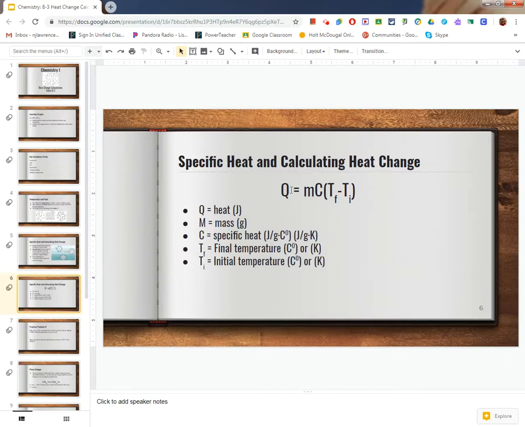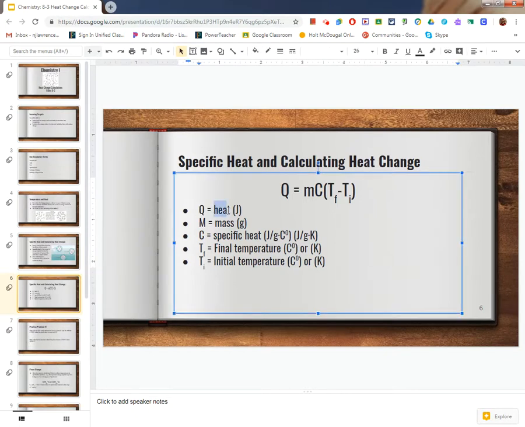What we see here is that Q is our measurement of heat, the amount of energy being transferred. We're going to use this in joules. Mass is in grams, something very familiar. C is my constant, the specific heat. Notice the units on specific heat are joules per gram per degree Celsius, or it could also be written in joules per gram per Kelvin. Then TF and TI are final temperature and initial temperature. Again, these can be in degrees Celsius or Kelvin. It doesn't really matter as long as you play nicely with your units, everything will work out nice and easy.